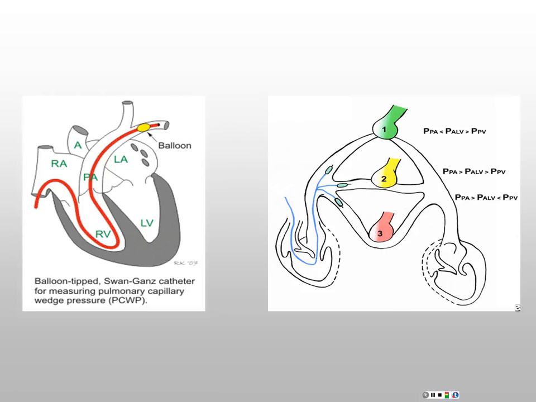It's important to know that there is a classification of lung zones: lung zone 1, 2, and 3. We prefer the catheter to be in zone 3. This classification relates to whether you have a continuous column of blood to the left atrium or not. In zone 1, the alveolar pressure is higher than the arterial and venous pressure, so the column is interrupted.